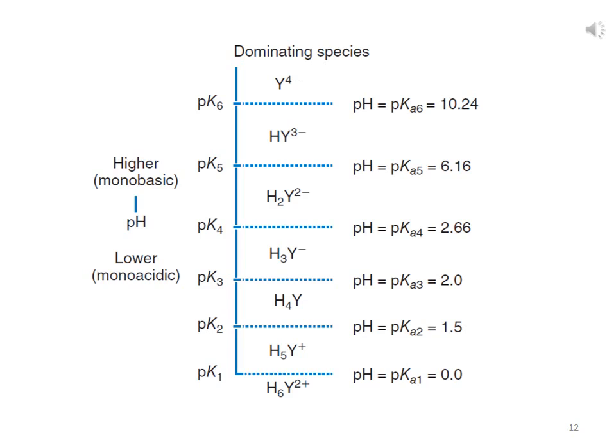From that equation we can say that for these values, pK3 to pK6, pK3 is H3Y negative, at which pH is about 2, and pK4 is H2Y2 negative, where pKa4 is equal to 2.66, and the next, pK5, is HY3 negative, and here the pK value is 6.16, and for pK6, where all protons are dissociated, it will be Y4 negative, and the pK value will be 10.24, as we already saw in the previous slide.